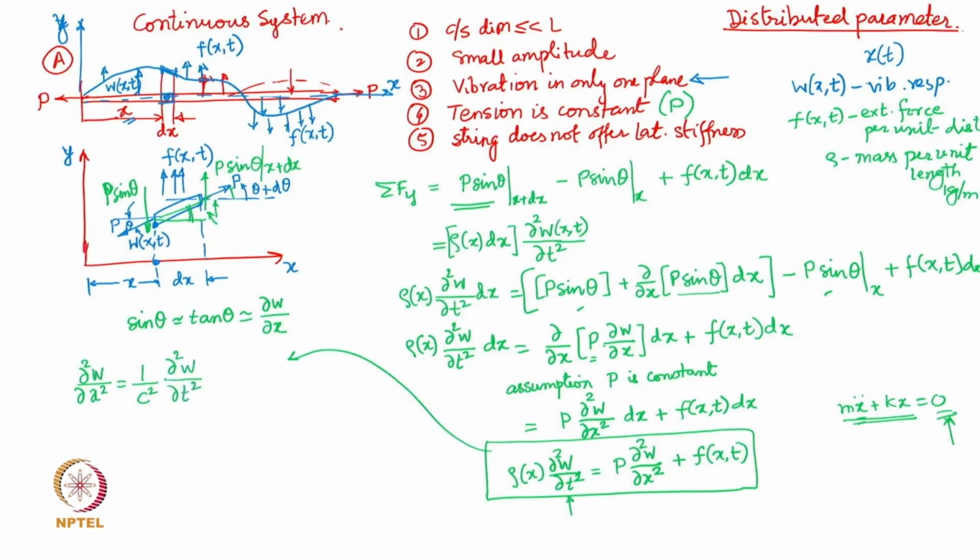What I have done is I have taken p on the left side, and so this c is the square root of p by rho. What is important to note is that rho is mass per unit length. So it's not density as such, but mass per unit length, and so the units are important to note here. c is the wave speed, the speed with which the wave travels, and this equation represents the wave equation.